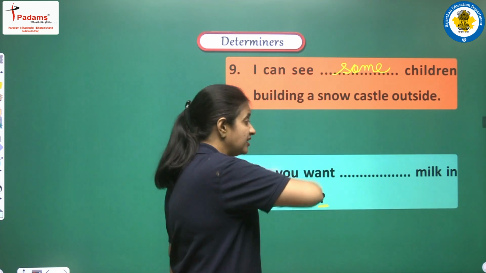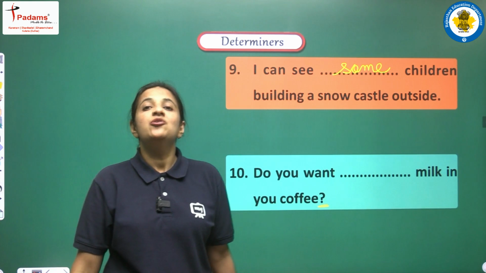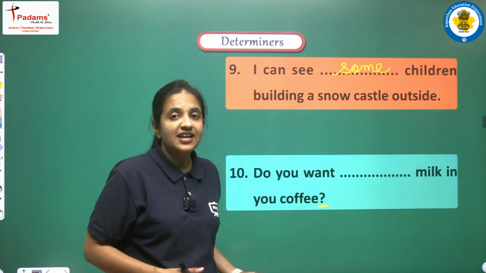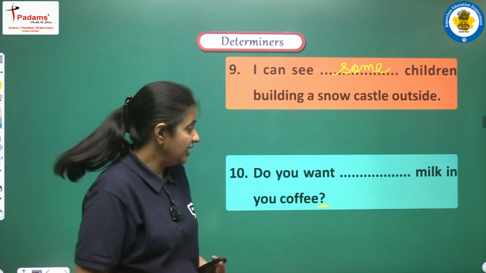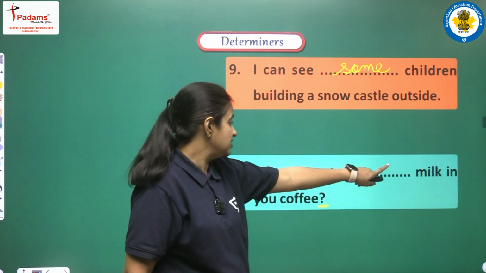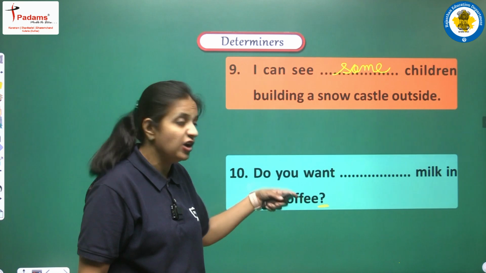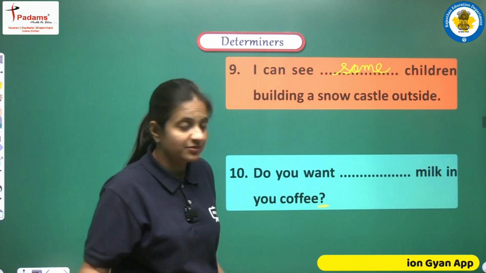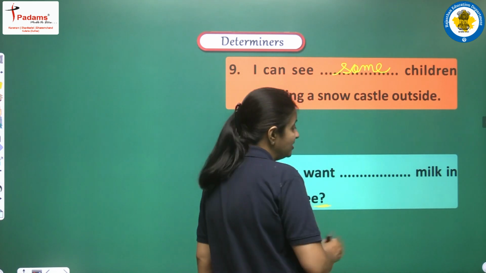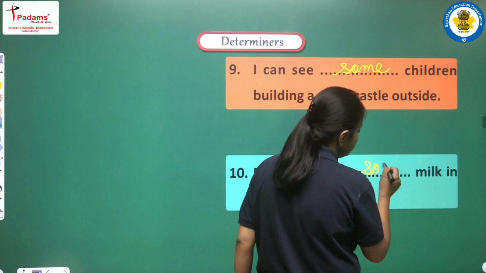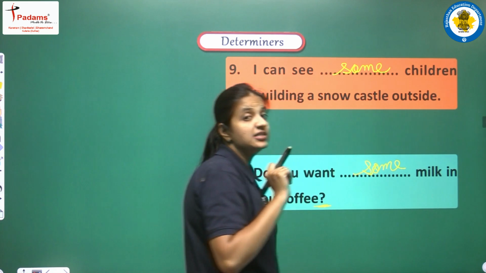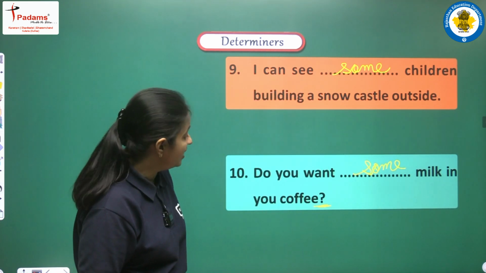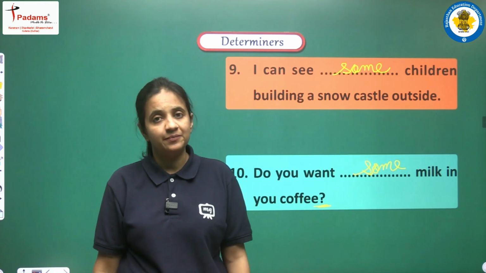But when we read this sentence very carefully, we can understand that in this sentence we are offering something, we are offering some milk in the coffee of one person. So because we are offering something, in this interrogative sentence also we have to use some, and the sentence will be, do you want some milk in your coffee?